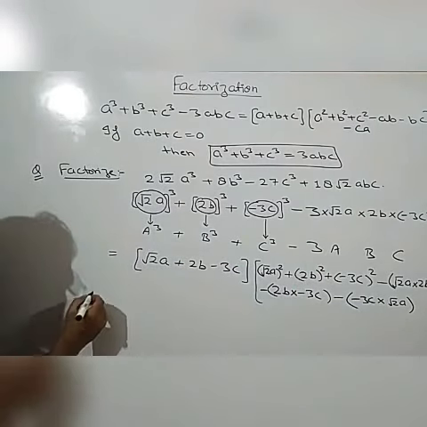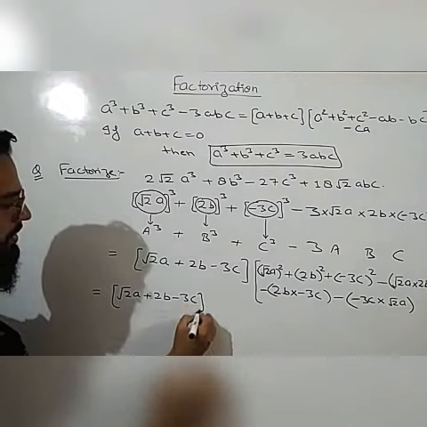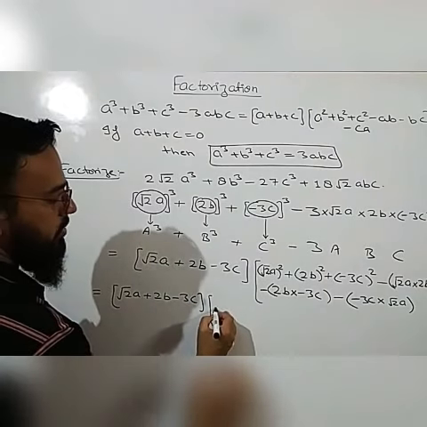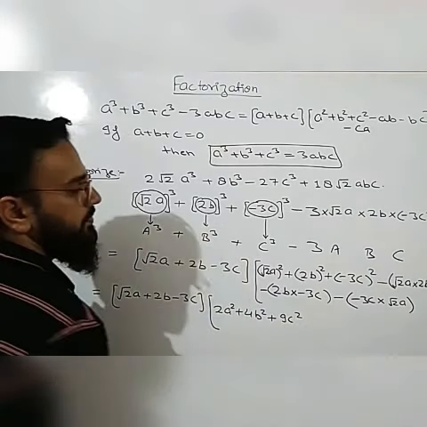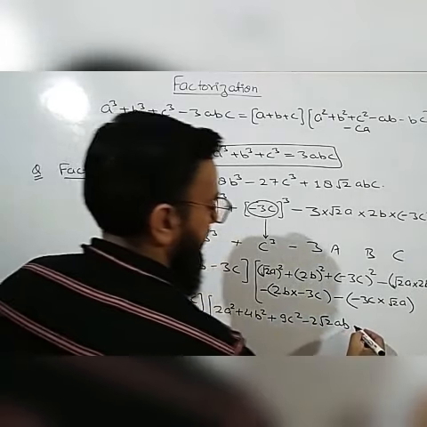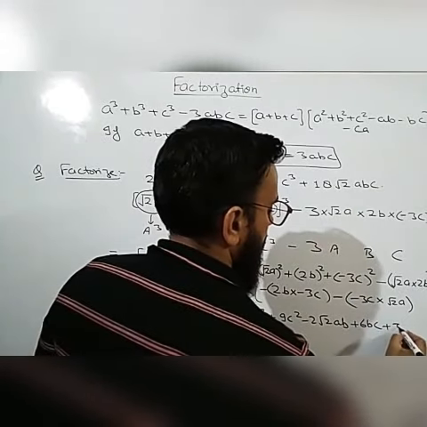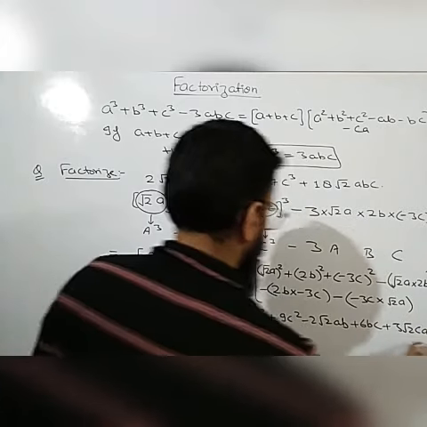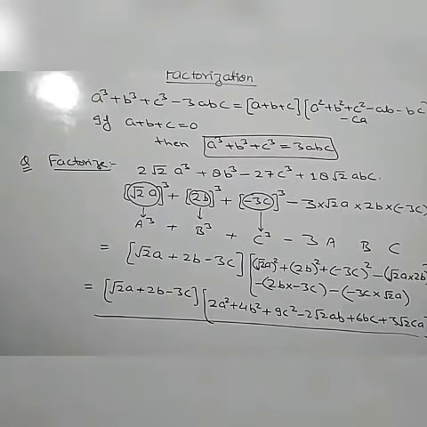Now further solving it, in the first bracket we get root 2a plus 2b minus 3c. Then in the second bracket, root 2a square will be 2a square, plus 4b square, plus 9c square. Then it will be minus 2 root 2 ab. This will be minus minus plus, so it will be 6 bc, and minus minus plus, so it will be plus 3 root 2 ca. And this is the final answer: 2a square plus 4b square plus 9c square minus 2 root 2 ab plus 6 bc plus 3 root 2 ca.